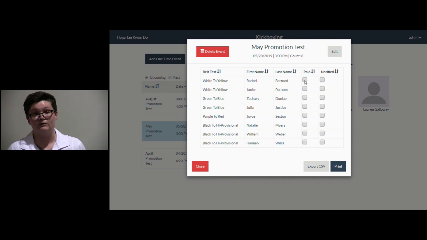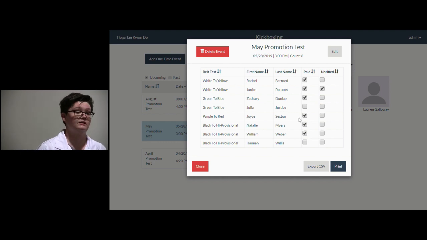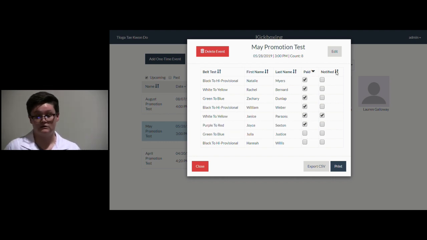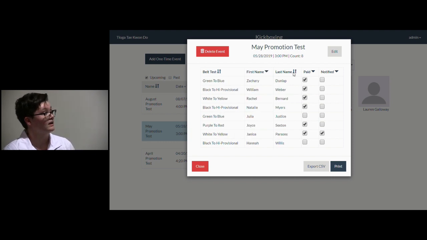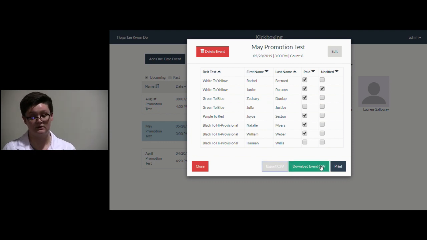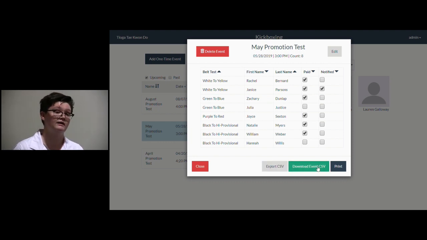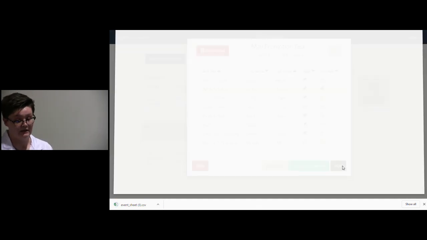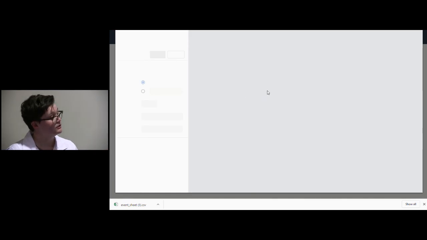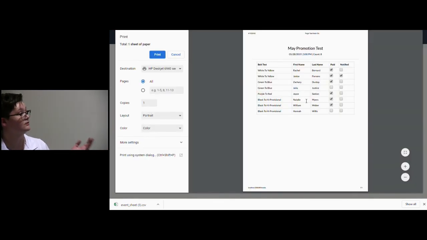One of the functionalities that was really important for the studio was the ability to mark off students as being paid or notified right on the test sheet. So when a student makes a payment for a promotion test, the administrator will be able to log in and mark that student as being paid right on the test sheet, which goes towards, again, that goal of maintaining accurate records and protecting the business interest by making sure that all of the information is kept up to date and accurate. And you can see that this is the print view of the test sheet. So this contains a list of all the students.